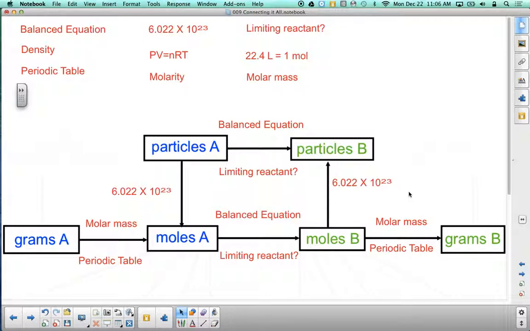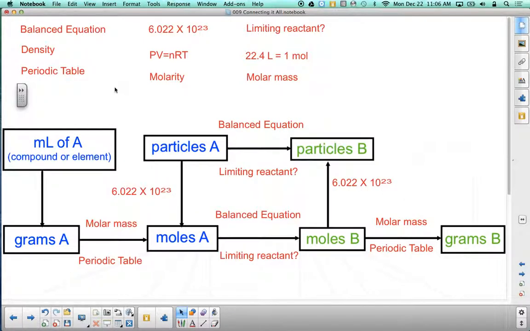And then we started tying our stoichiometry into a lot of other things that we already knew. For example, if A happened to be a pure compound or a pure element, sometimes working with pure compounds or elements, we know an amount in terms of milliliters. But our connection point between milliliters of a pure compound or a pure element is density, so we could use the density in order to go from milliliters of A to grams of A, and then we could convert into moles, and we were ready to go again.